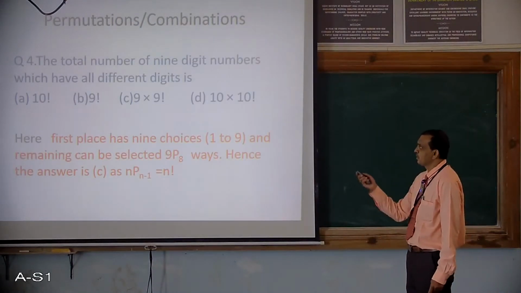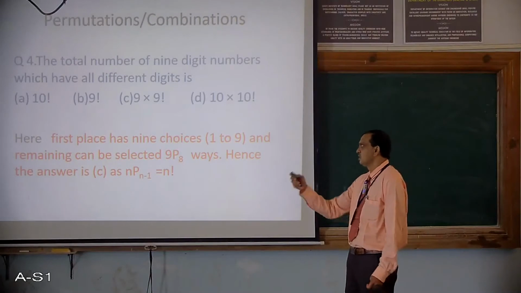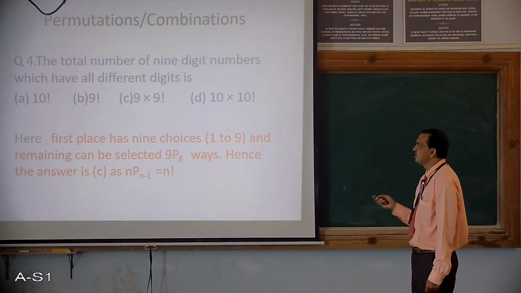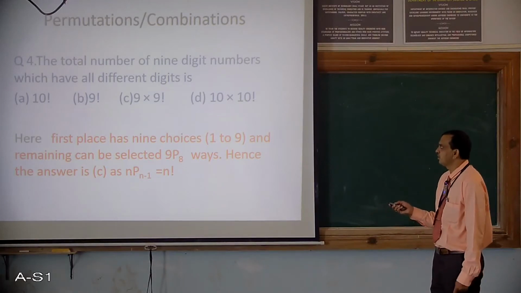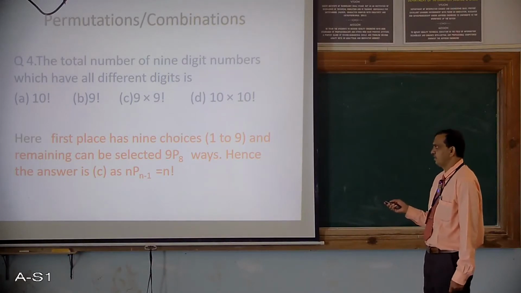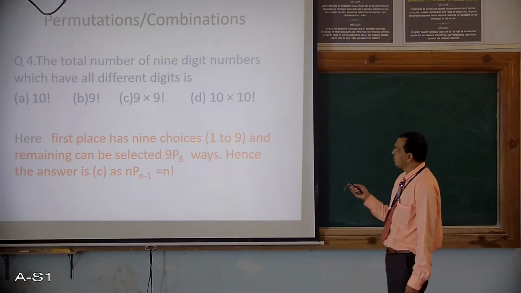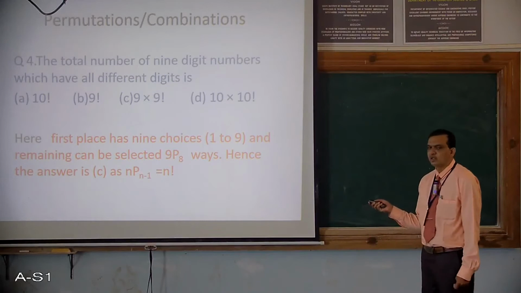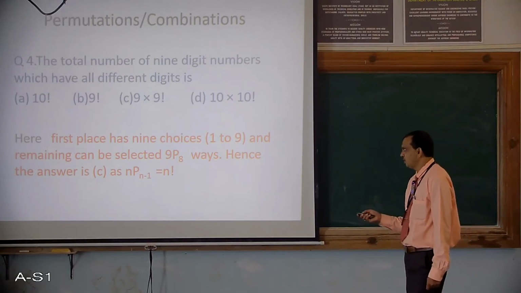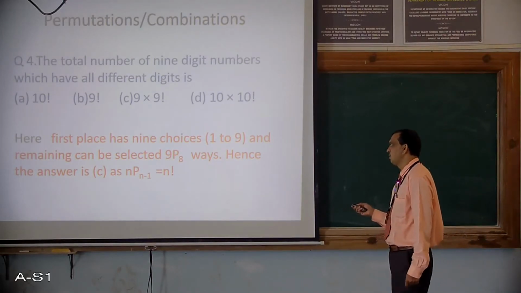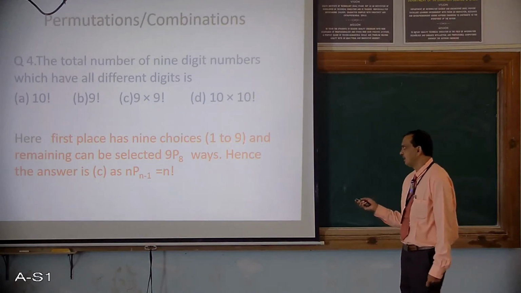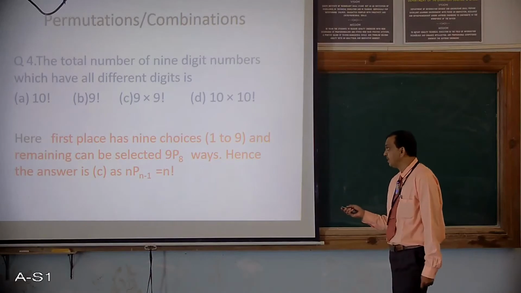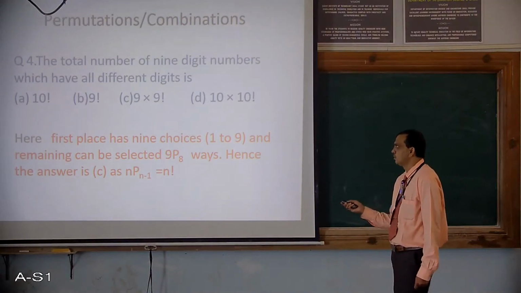Yes, this is the permutation and combination problem. The last one was on induction. The total number of 9-digit numbers which have all different digits is: A, 10 factorial; B, 9 factorial; C, 9 into 9 factorial; D, 10 into 10 factorial. So we have to find the total number of 9-digit numbers where all the digits are different, so there is no repetition like 1, 1, 2, 2, etc. First of all, the first place has 9 choices, 1 to 9, because a 9-digit number cannot begin with 0. Otherwise it becomes an 8-digit number. So the first place is fixed with 9 choices.